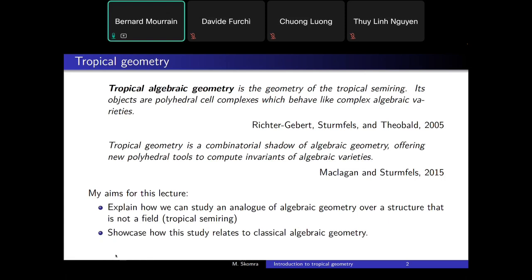Study an analog of algebraic geometry of a structure that is not a field, in this case, the tropical semiring. And the aim of today's part is to showcase what are the relationships between the tropical geometry and the classical algebraic geometry.